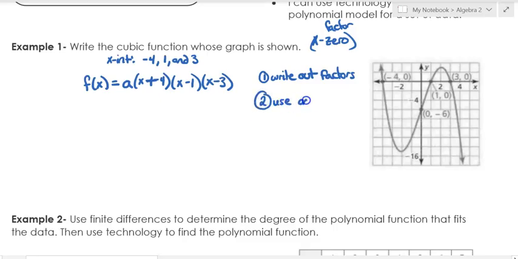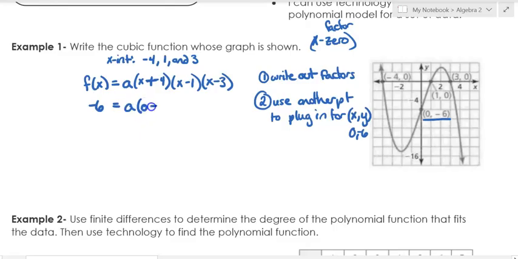So use another point, any other point, and plug in for x and f of x, which remember x and f of x is just y. So at this point here, this 0, -6, it happens to be a y-intercept, but it doesn't have to be. It could be any other point. And so you plug in the -6 for f of x, because that's the same as y. You don't know a. You plug in 0 everywhere there is an x. So in all x values, you plug in 0 because of that point.